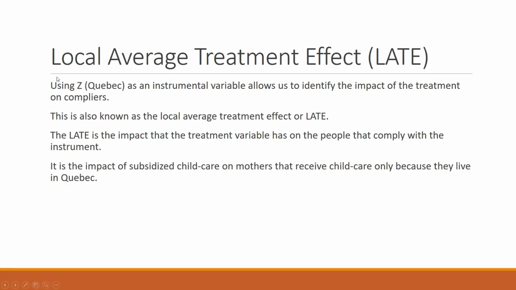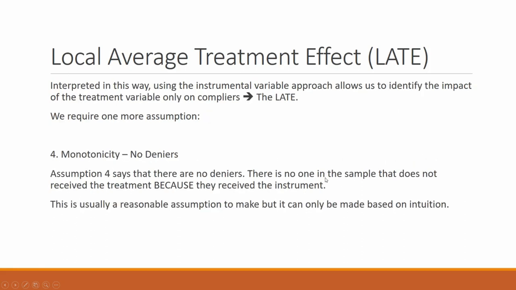All right, so if we use Quebec as an instrumental variable, we will identify what's called the local average treatment effect. The local average treatment effect is the impact of the treatment variable on those that comply with the instrument. It's the impact of subsidized childcare on mothers that receive subsidized childcare only because they live in Quebec. So interpreted in this way, using the instrumental variable approach allows us to identify the impact of the treatment variable only on compliers.